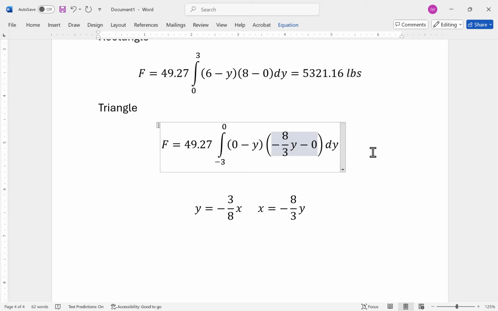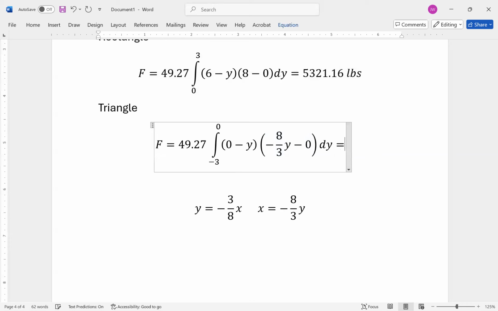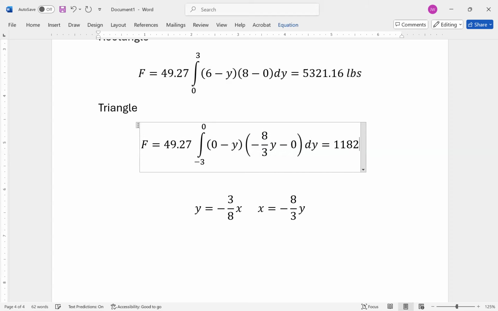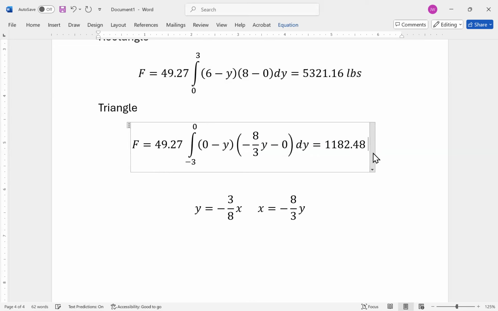We can simply type that into our calculator if we'd like. I will type it into my calculator, I should say, and get an answer. Integrate from -3 to 0, essentially -y times -8/3 y integrated with respect to y. Again, this is easy to do by hand if you'd like. So we get 1182.48 pounds.